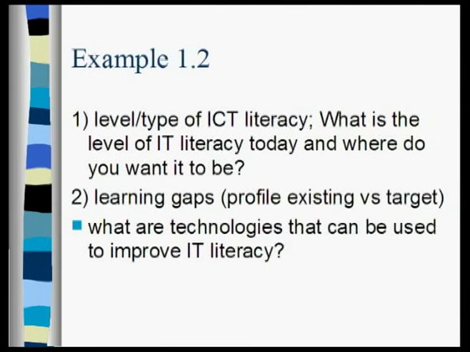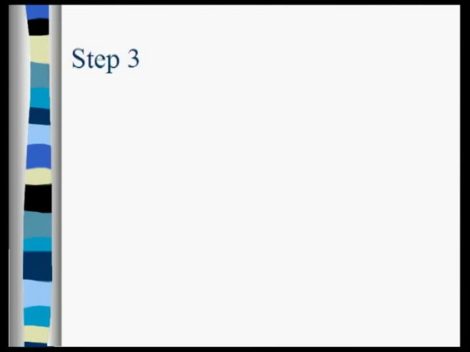If you look more in depth at the goal that we have identified, you can make a study on the level or type of ICT literacy. What is the level of ICT literacy today in your municipality, and where do you want it to be? We have the goal, which is 80% in 5 years, but where is the level now, and where are the learning gaps in the people in your community? Again, we have already set a target, but you need to come up with a profile of the existing learning gaps, and of the technologies that your CEC can use in order to improve ICT literacy.